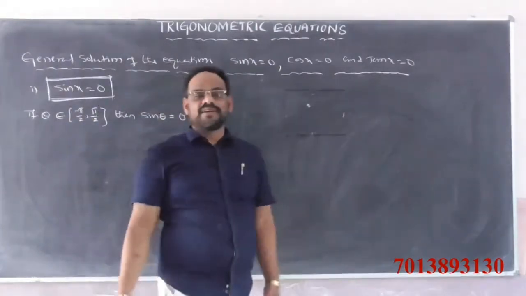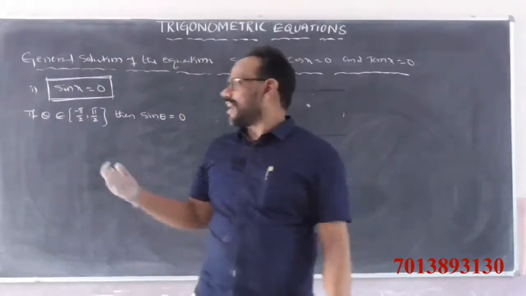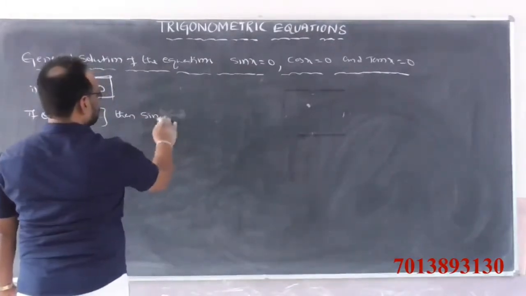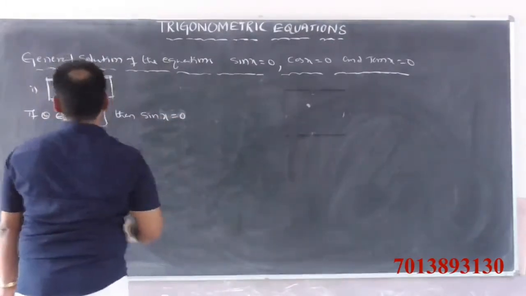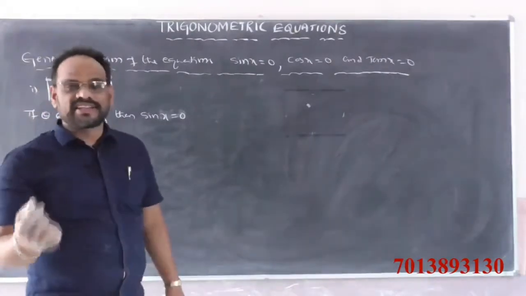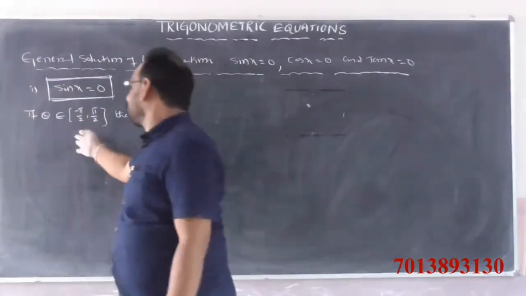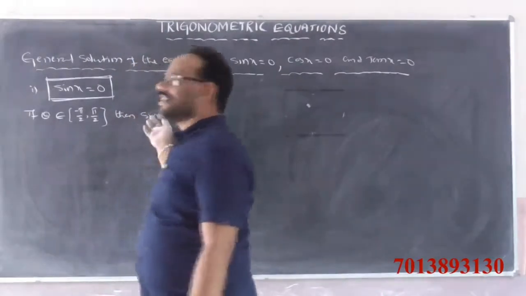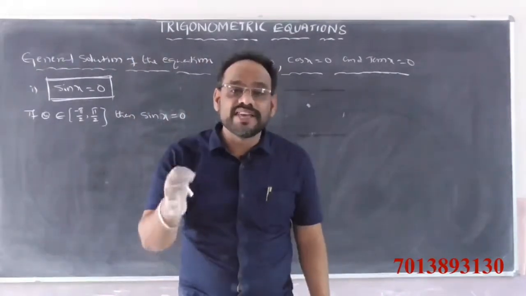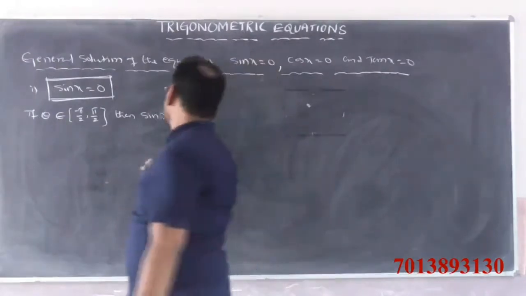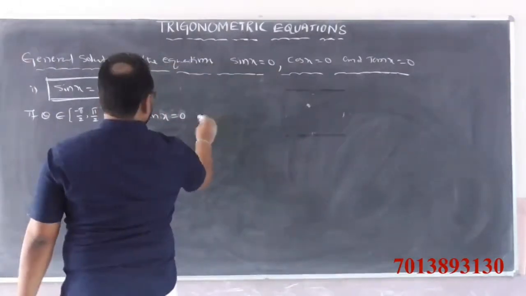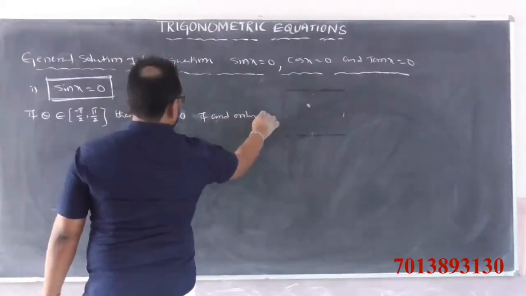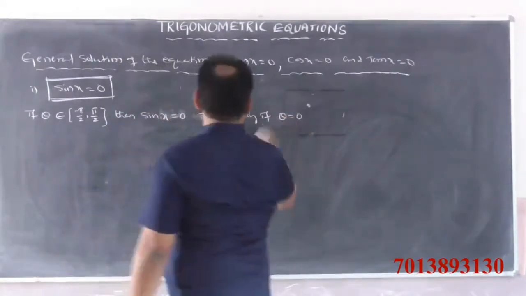We want the principal solution of sin x equals 0. Here also take theta as the solution, where theta belongs to the closed interval minus pi by 2 to plus pi by 2. Then sin x equals 0 if and only if theta equals 0.